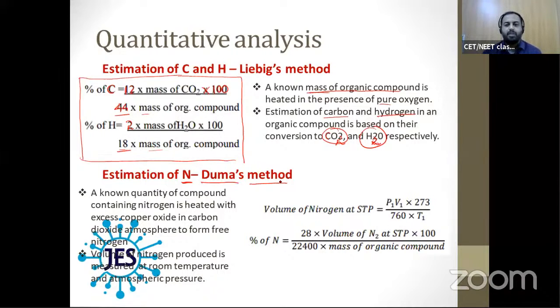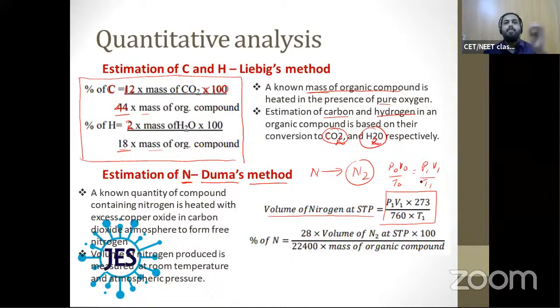The principle is very simple. You convert nitrogen in the organic compound into free nitrogen gas. Measure its volume. Then, knowing the volume at room temperature, convert it into its volume at STP, using the equation P1 V1 into T0 by P0 into T1. You will find this formula in gas laws. It's called the combined gas equation: P0 V0 by T0 is equal to P1 V1 by T1. P0 V0 T0 are the standard pressure, volume, temperature. P1 V1 T1 are the laboratory pressure, volume, temperature.